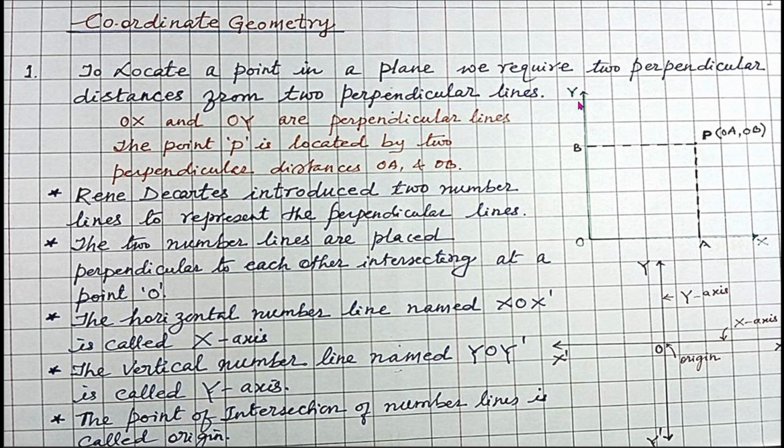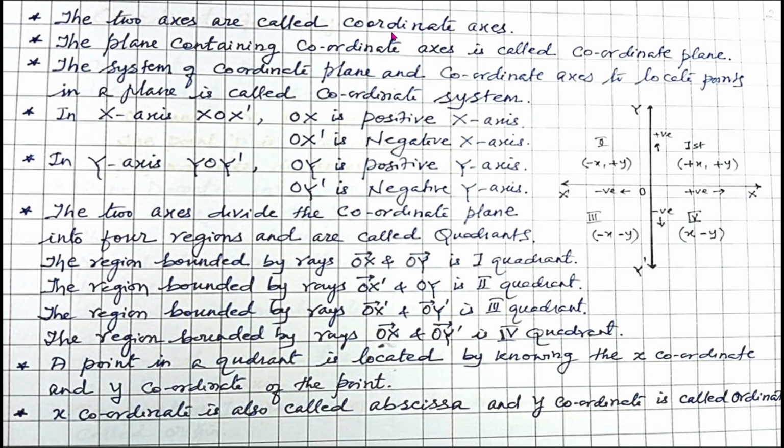So please remember, instead of taking any two perpendicular lines, Rene Descartes took two number lines. One was placed horizontally, another was placed vertically and perpendicular to the horizontal number line. The horizontal number line is called the x-axis and the vertical number line is called the y-axis, and these two number lines intersect at a point, which is called the point of origin. Remember that. Now, the two axes are called coordinate axes. Very interesting. The two axes, the x-axis and the y-axis, which are placed in a plane, are called coordinate axes. And the plane which contains the coordinate axes is called the coordinate plane.